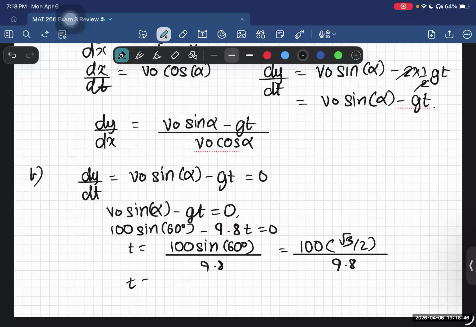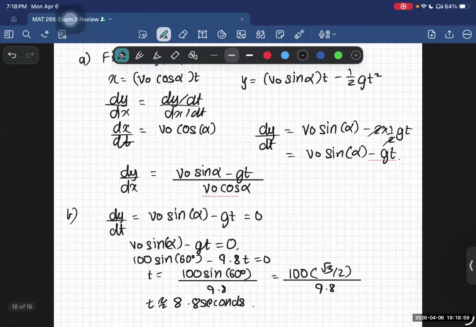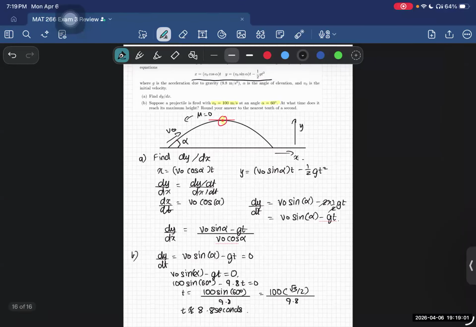And if I put this into my calculator, I get approximately 8.8 seconds. Okay, so this is the solution for the last question that we had for today.